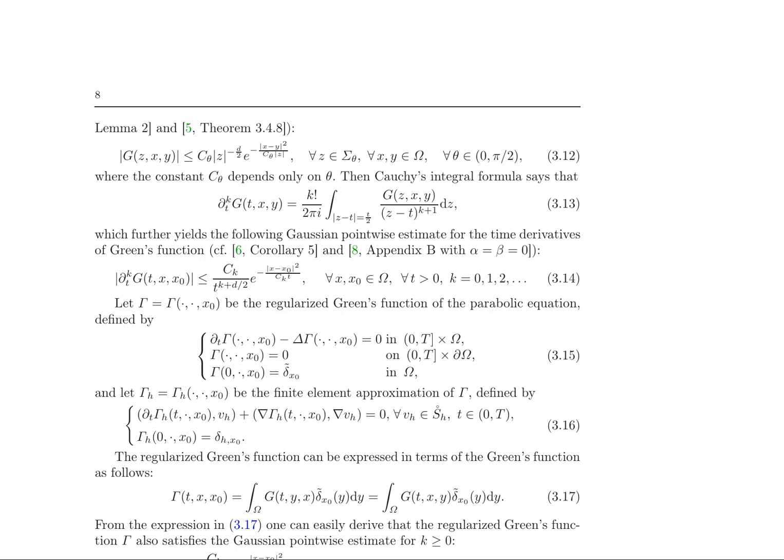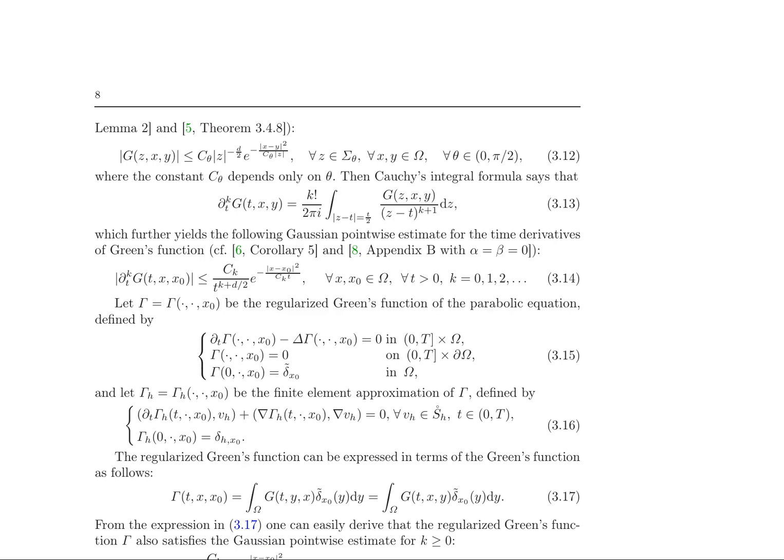The regularized Green's function is defined as the solution to a parabolic equation with a Dirac delta function as the initial condition. Its expression in terms of the Green's function enables the derivation of a Gaussian pointwise estimate, akin to that of the Green's function. This estimate plays a vital role in the subsequent analysis of semi-discrete FEM, particularly in establishing the weak maximum principle.